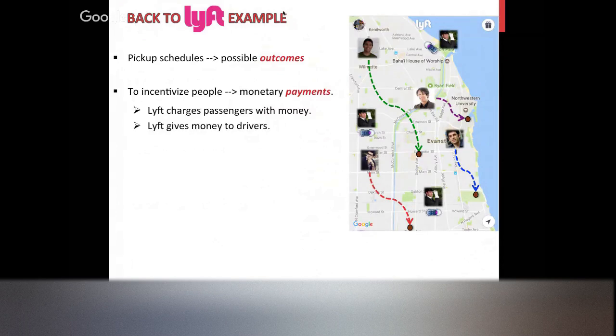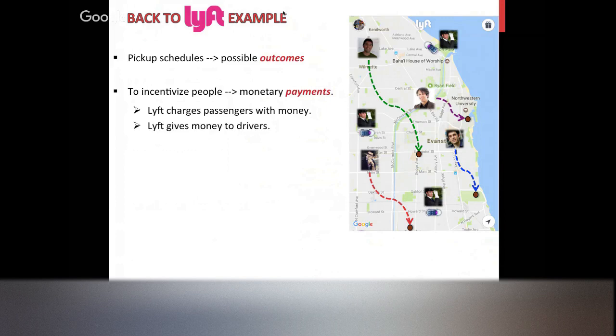Okay, let's get back to the Lyft example to see what exactly we are doing here. Let's say the goal of the designer is to pick an outcome. What we define as the outcome space is basically who picks up whom: which drivers are going to pick up which passengers and at what time. This is a very large set of possible outcomes. And the mechanism designer is picking one outcome and charging each person some monetary payment.